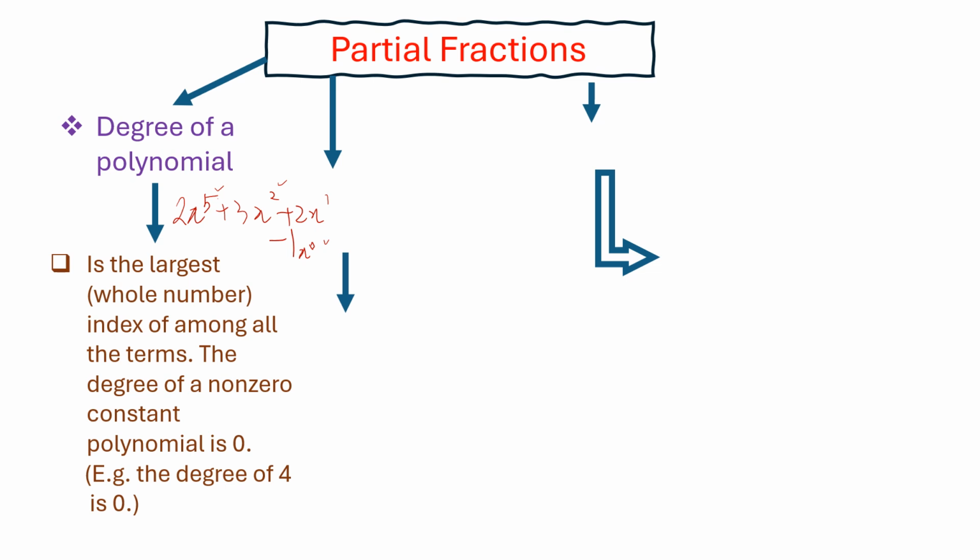The degree of a non-zero constant polynomial is 0. What does it mean? Supposing a number is negative 3, you can write negative 3 as negative 3 times x to the power of 0, because x to the power of 0 is 1. So the degree of this non-zero constant is 0. Another example is the number 4. You can write 4 as 4 times x to the power of 0, so the degree is 0.